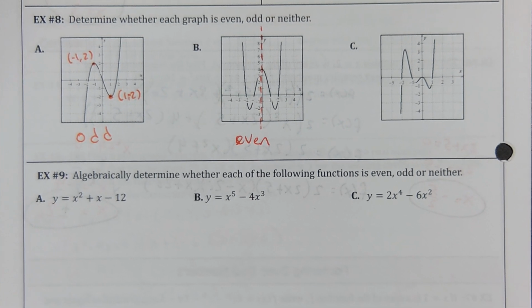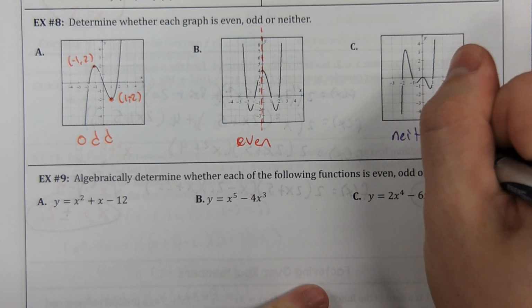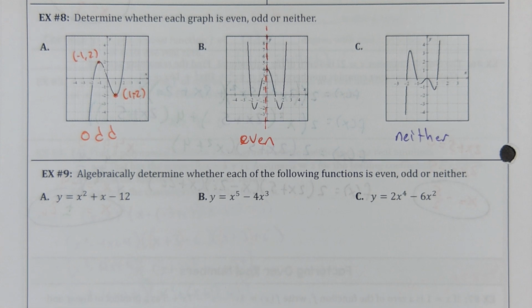And looking for 28 opinions, class, even, odd, or neither? Neither. Yeah, there's nothing going on here. Neither even nor odd symmetry going on there. So that's how you recognize it graphically.